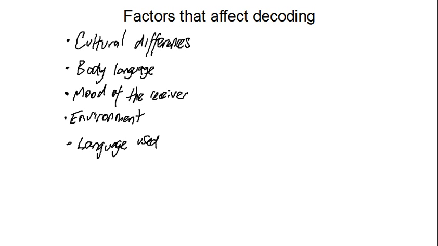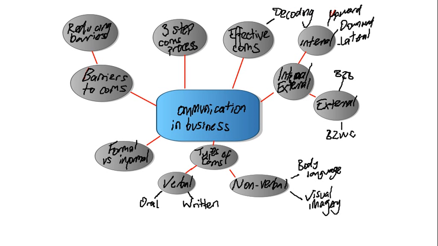I'm just going to leave this video here. So to go back to our summary page, we covered the three-step communication process and effective communication, including factors that affect the decoding. In the next slide, we're going to move on to the difference between internal and external communication in a business.